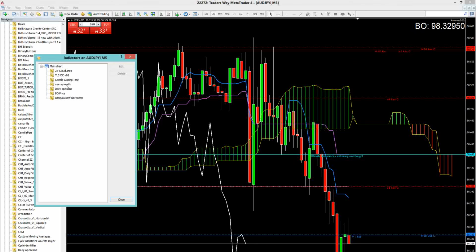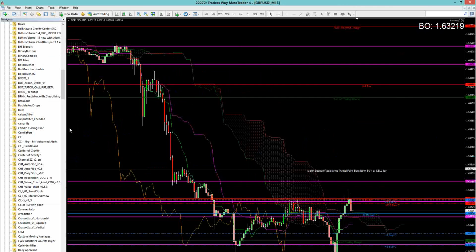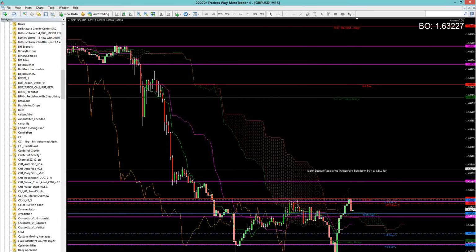Daily open, candle closing time. So let's grab that one real quick. Candle closing time. Pop to this chart. And let's see, by default, I think everything's default on that. Let's see. And it is, bottom left. You throw that wherever you want. I think it has an adjustment field on it.